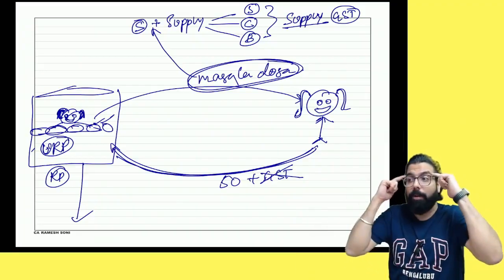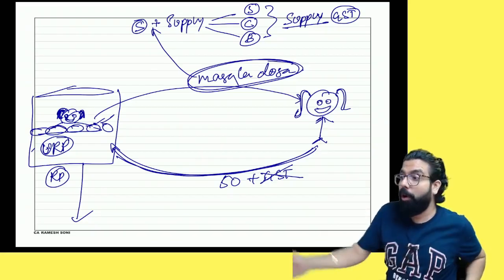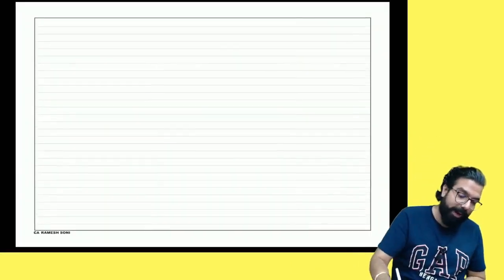You have to think. I want my kids to think. You have to think. Gold. Okay. Chalo, I'll give you gold ka example.